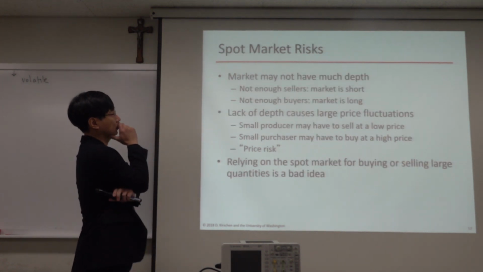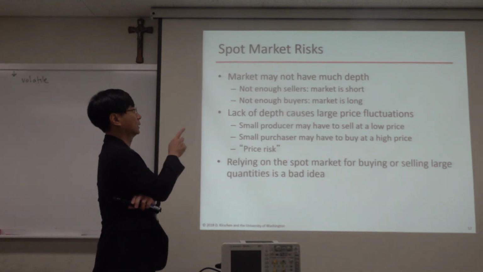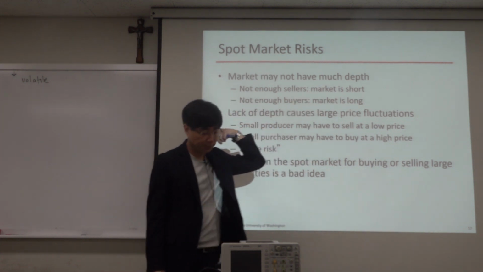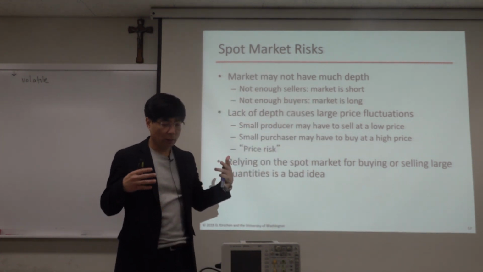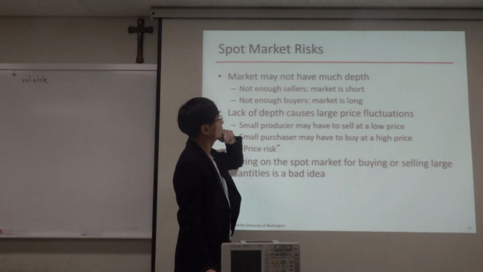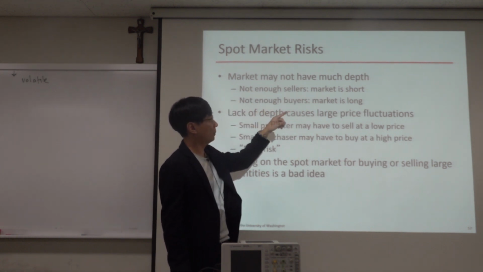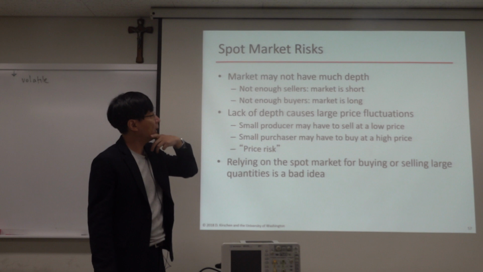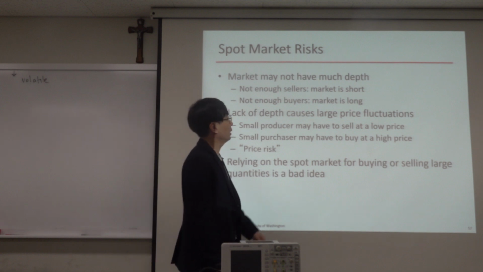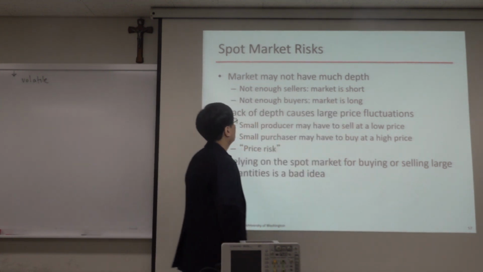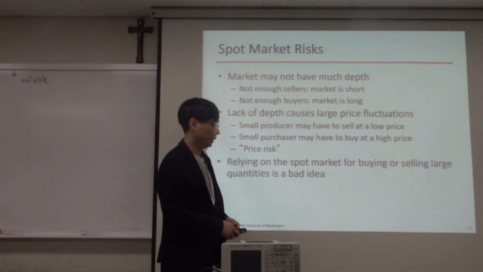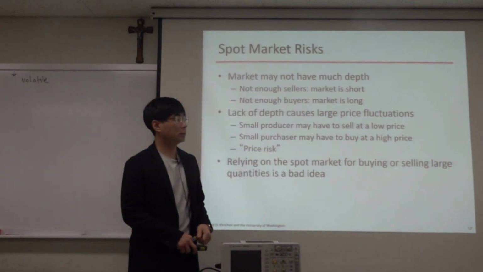So that's the spot market risk. And the market may not have much depth. Here, depth means that the market can tolerate or buffer the kind of fluctuation. The market may not have much depth means that maybe there are not many sellers, there are not sufficient suppliers. In that case, we say the market is short. Or maybe there are not enough buyers, there is not much demand. In that case, we say the market is long.